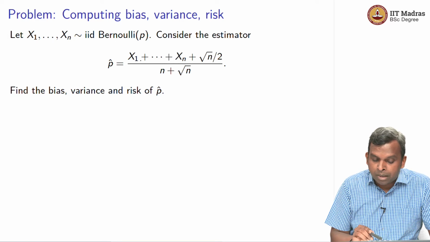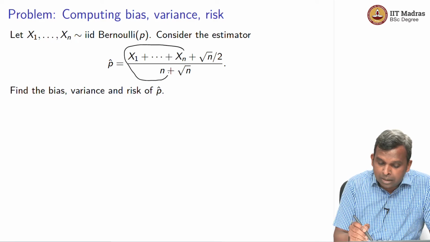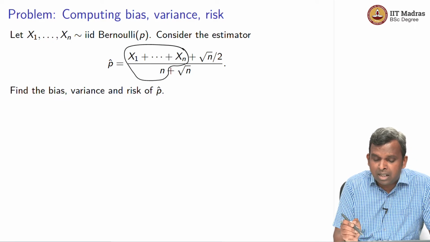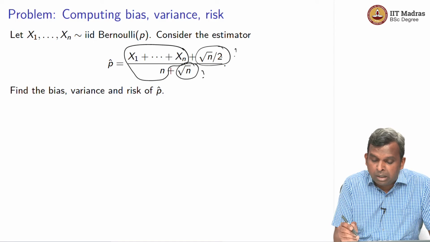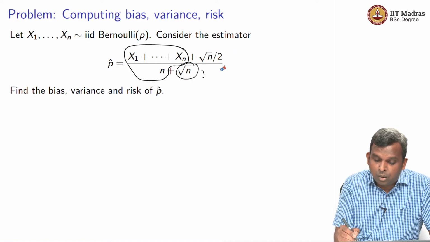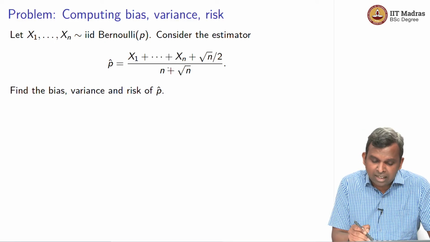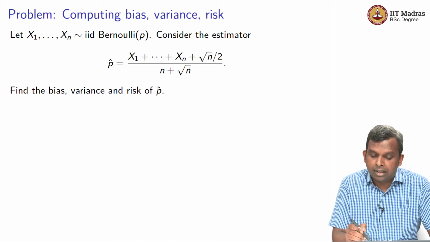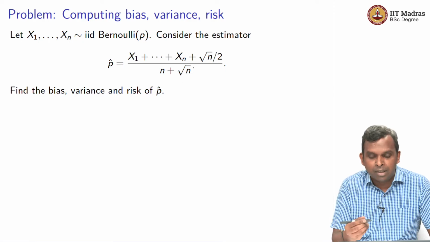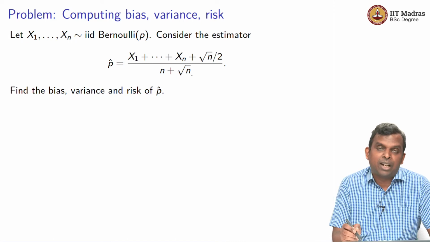So notice what I'm doing here. I'm doing x1 plus x2 plus up to xn. This part seems clear, right? Just x1 plus x2 up to xn, divided by n. But then why am I doing these other things? It doesn't seem very reasonable. Okay, I'm adding a root n by 2 and then adding a root n. Maybe it's reasonable, maybe it's not. Think about it. But at least it's not a very unreasonable looking estimate. It looks like x1 plus up to xn by n, but I've added the square root of n by 2 in the numerator and square root of n in the denominator, just for fun maybe, just to see how bias, variance and risk will behave when such changes are made.